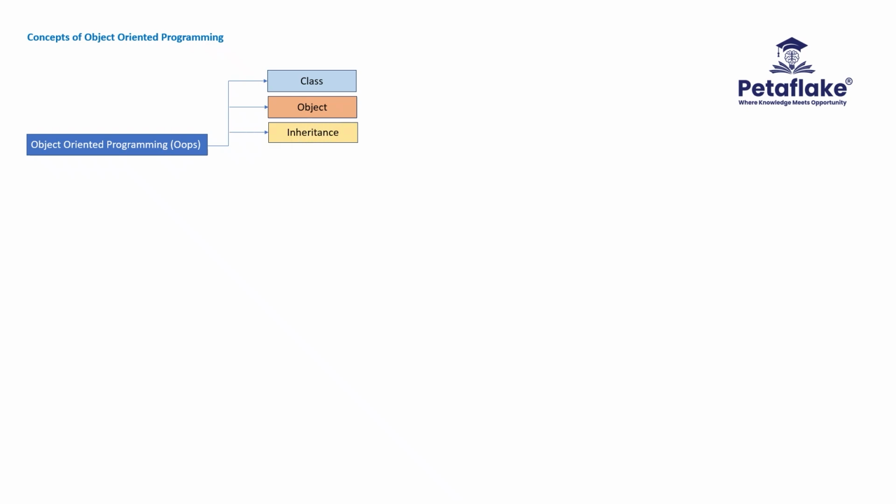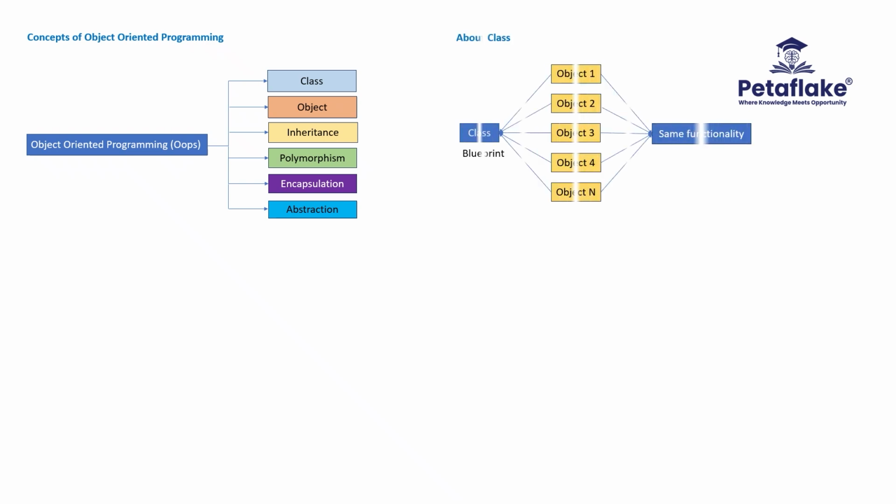The object-oriented programming contains a concept called class, object, inheritance, polymorphism, encapsulation, and abstraction. A class is a block of code or program. Using a single class, we can create multiple objects. All objects will contain the same functionality developed in the class. The class can be used as a blueprint to create multiple objects for different purposes with the same functionality.